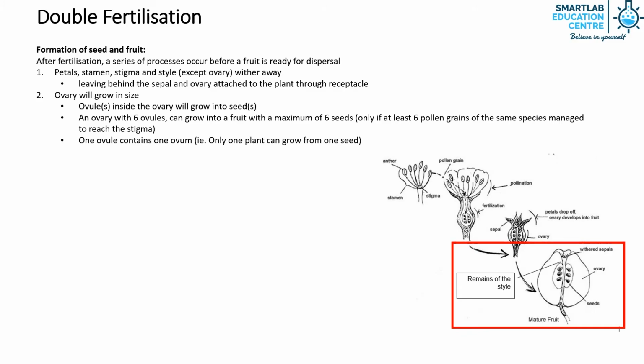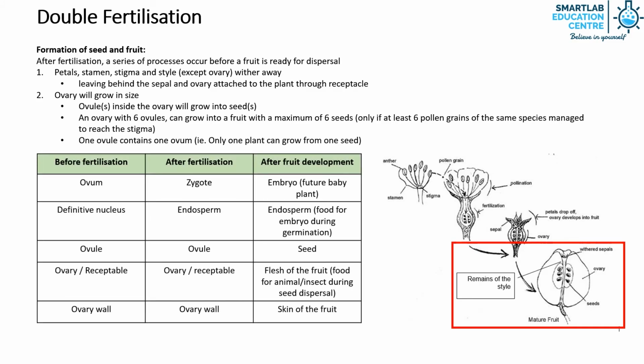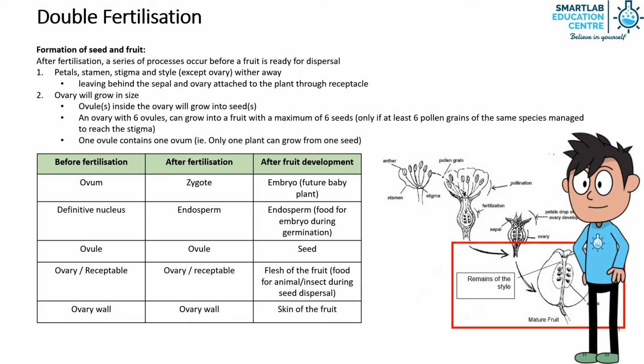Over here, we have a summary of what happens to specific parts of the flower before fertilization, after fertilization, and after fruit development.